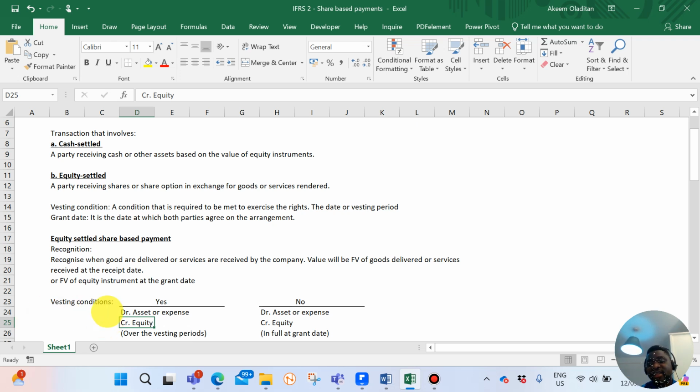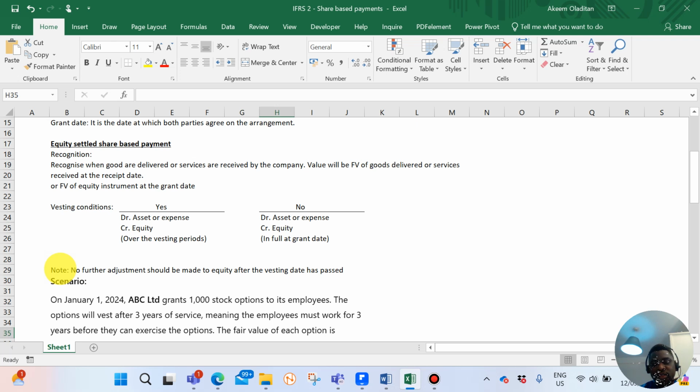But if there is no vesting condition, that is, no vesting period was mentioned, it means that we have to recognize that asset or expense in full from day one, which is at the grant date. So that's the condition. If there's a vesting condition, we need to look at the vesting period in terms of 2 years, 3 years, 5 years, depending on what the arrangement says. But if there's no vesting condition, it means that value has to be recognized in full at once. So that's the difference.